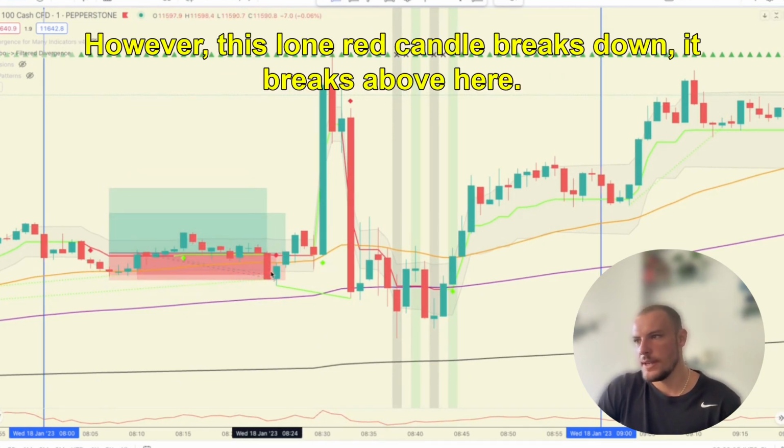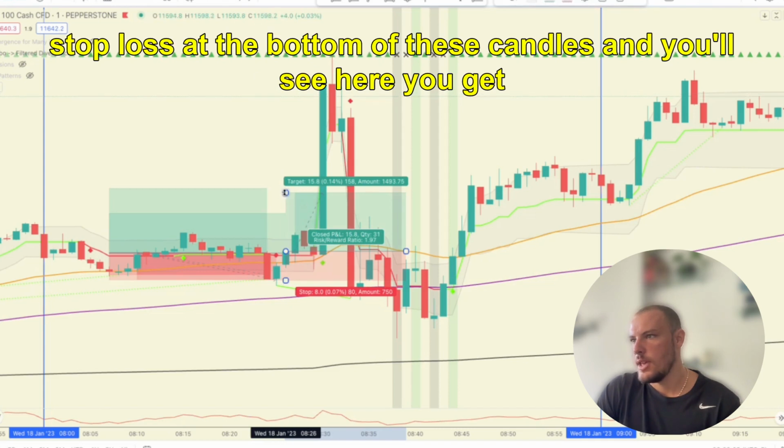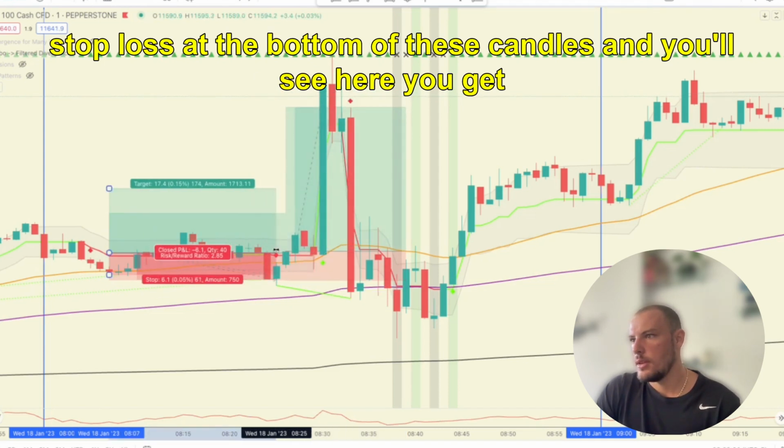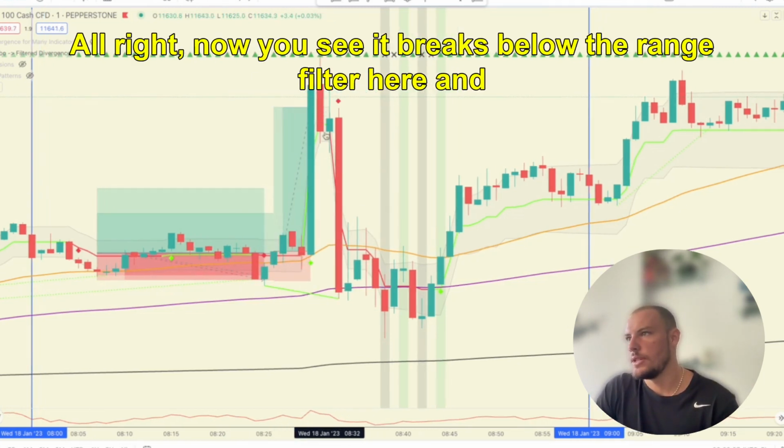However, this lone red candle breaks down, it breaks above here, and if you were to enter here, which obviously you would, you set your stop loss at the bottom of these candles, and you'll see here, you get your first win, all right?